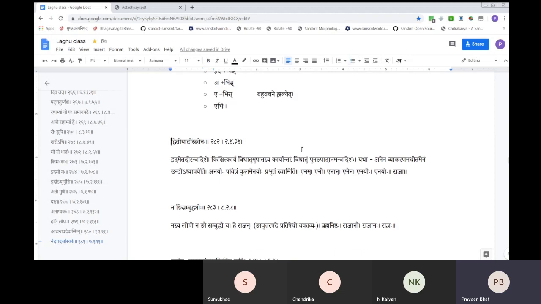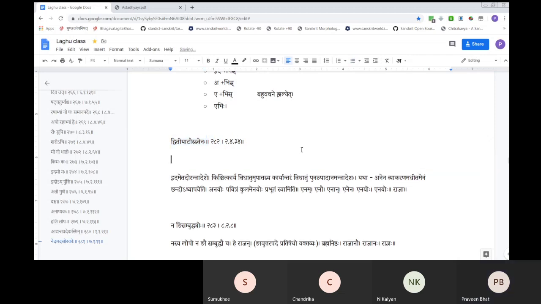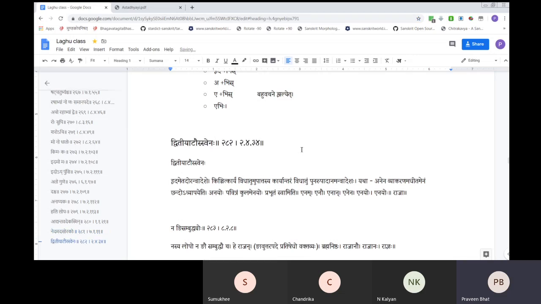Next sutra is dvitiya tau svenaha. So this tau svenaha, to split itself, it's a tongue twister kind. So dvitiya is clear. After that, what do you see? You see tau. So tau here, if you assume there is vriddhi, when does vriddhi happen? What kind of a sandhi is vriddhi sandhi? What is the sutra for vriddhi?